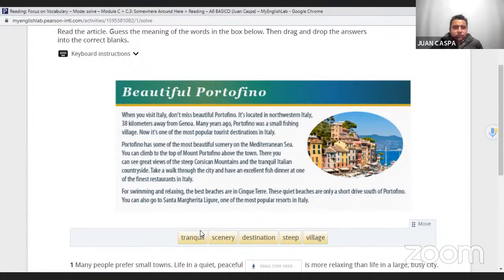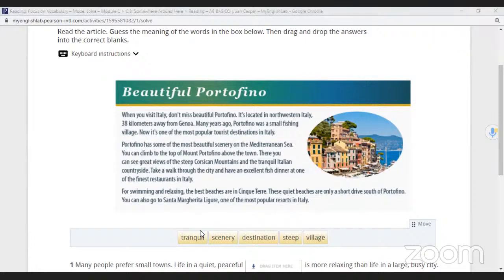My computer is about to die. The battery is too low. But let's start reading, please.